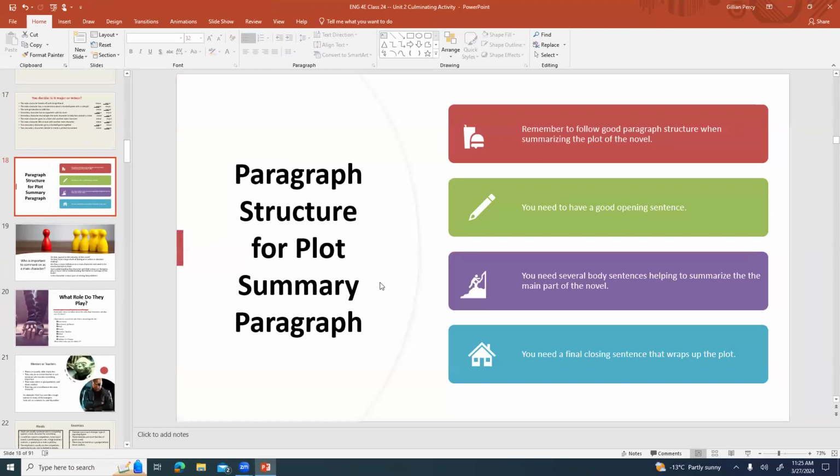Paragraph structure for the plot summary paragraph. Remember that you need to follow good paragraph structure when summarizing the plot of the novel. This is supposed to be a little icon of a hamburger. Remember, we have the opening sentence at the top as the bun, and then all the juicy bits in the middle are all the different details, and then the bottom bun is your closing sentence. So you need a good opening sentence, you need several body sentences, and you need that closing sentence. Every paragraph you write in this essay needs to follow that sort of format.